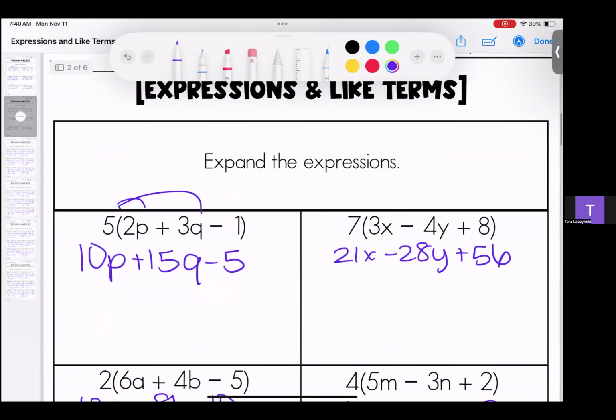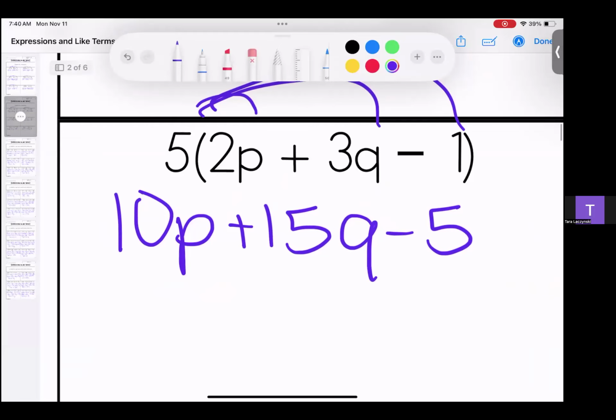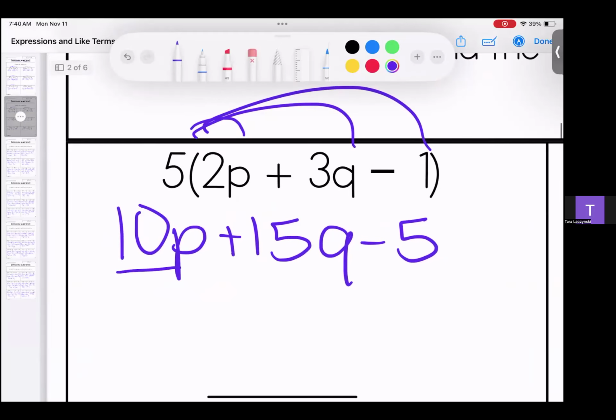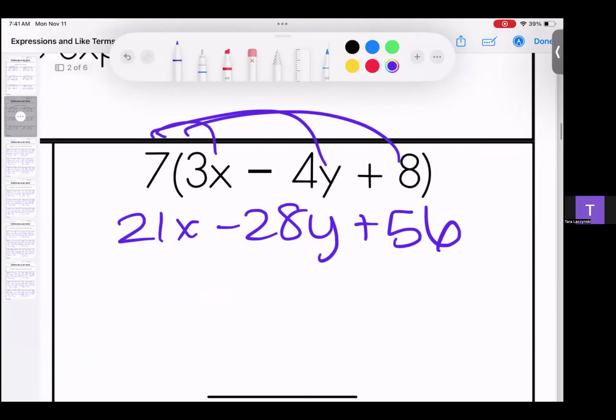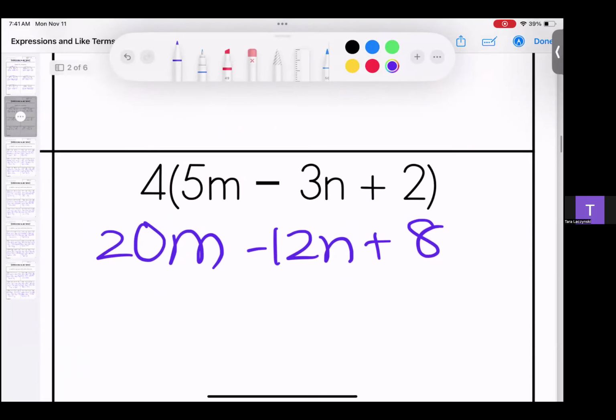Same thing over here in that we are expanding or sharing with everything inside. 5 times 2 is 10P. 5 times 3 is 15Q. 5 times 1 is 5, but make it negative. Over here, 7 times 3 is 21x. 7 times 4 is 28y, but negative. And then 7 times 8 is 56.